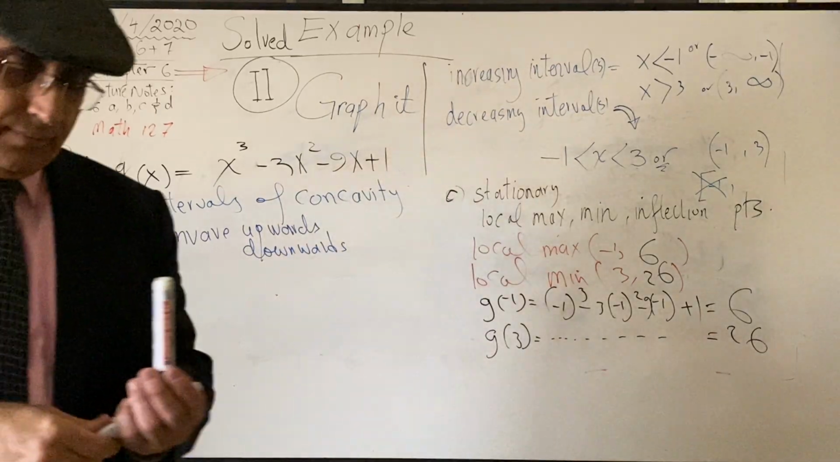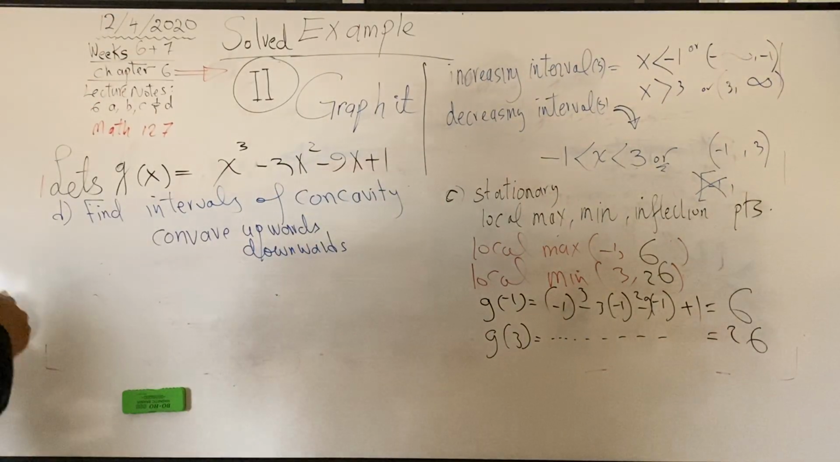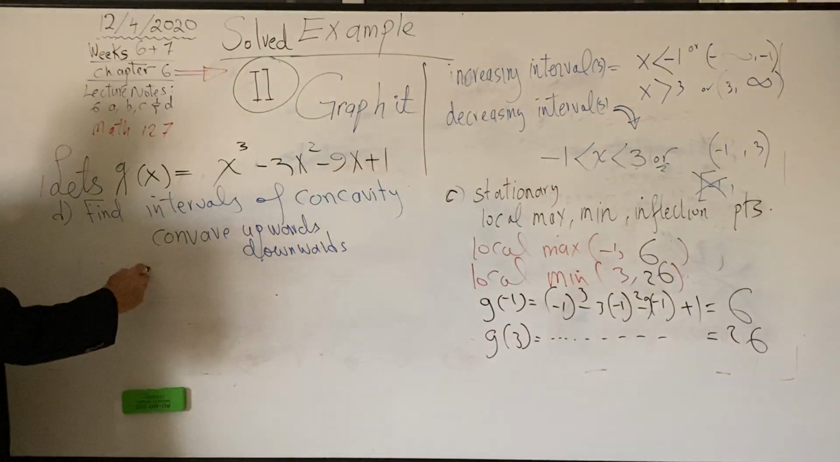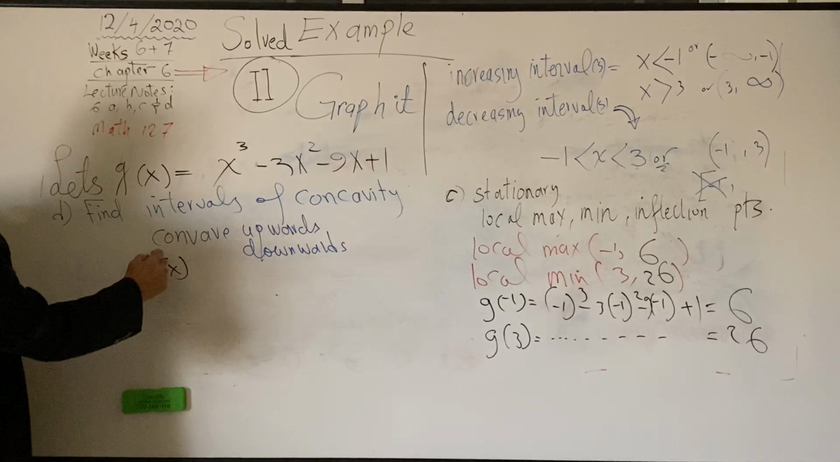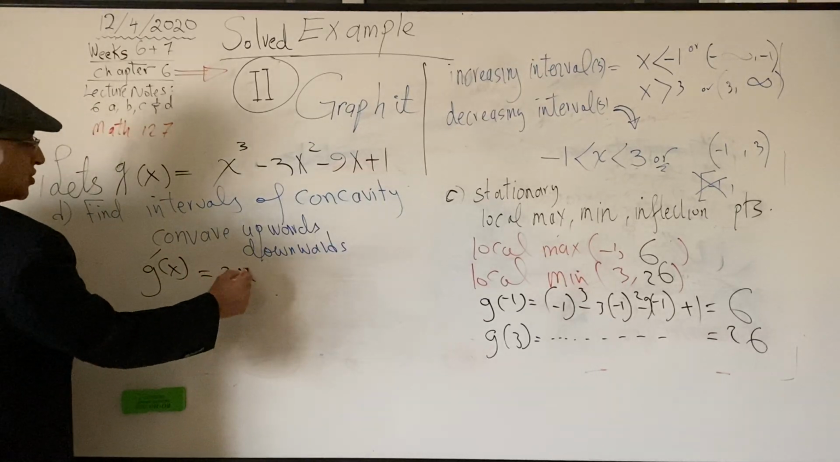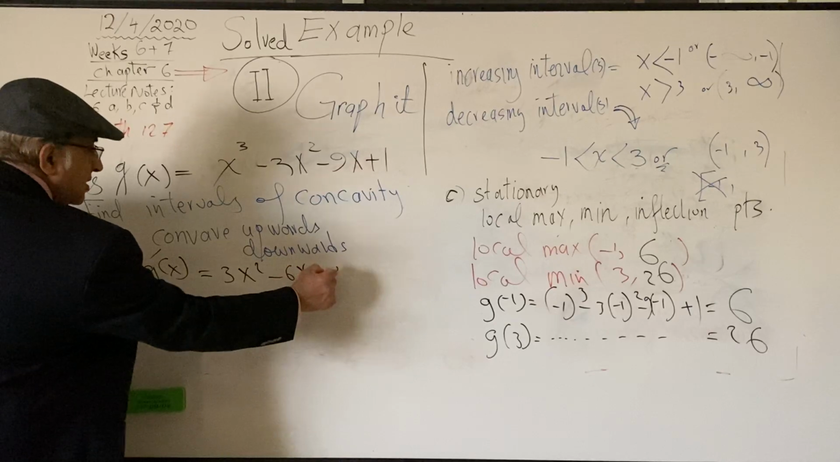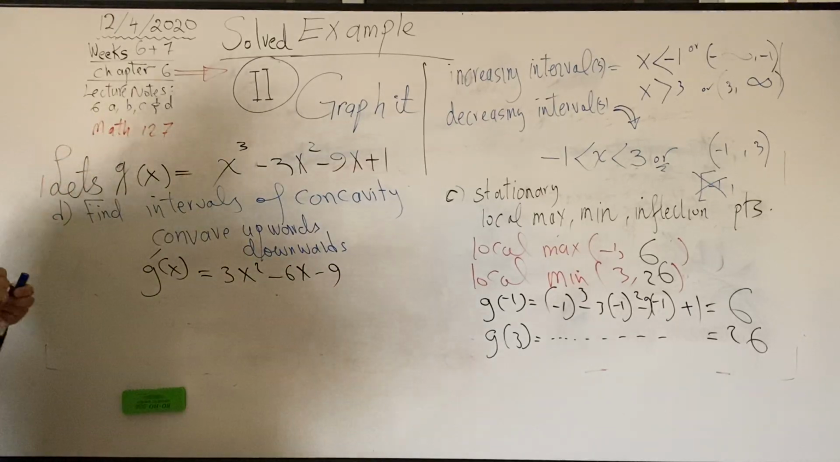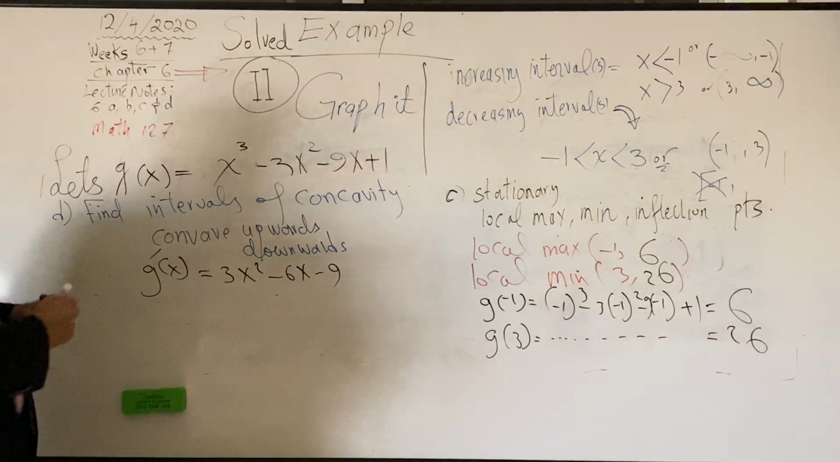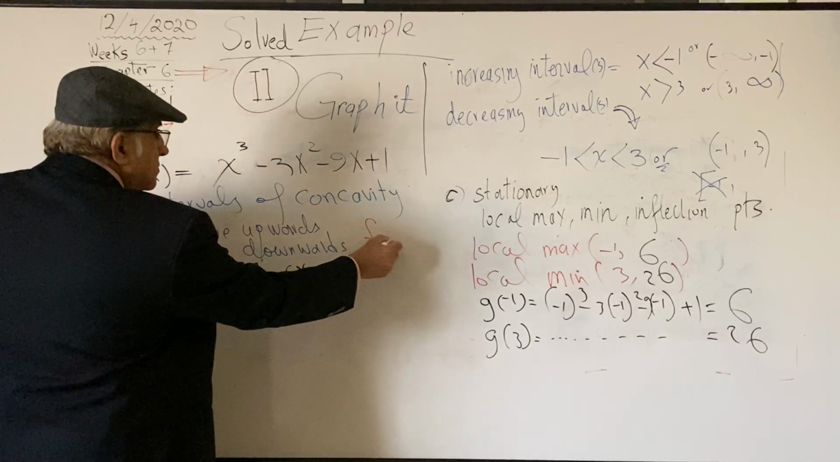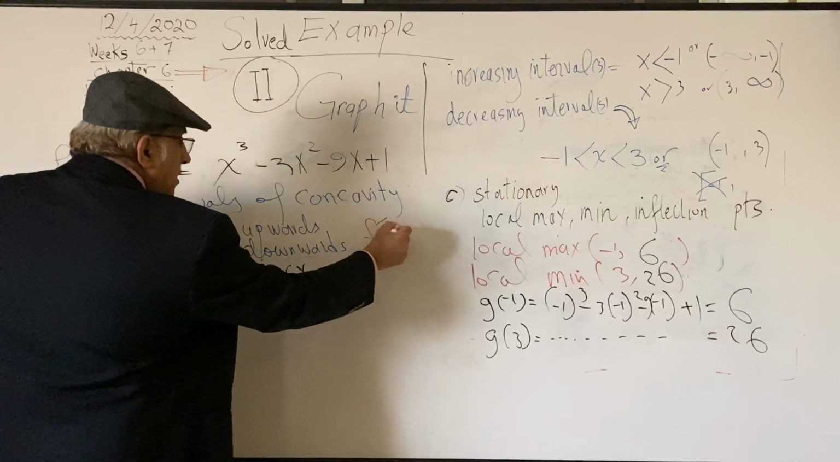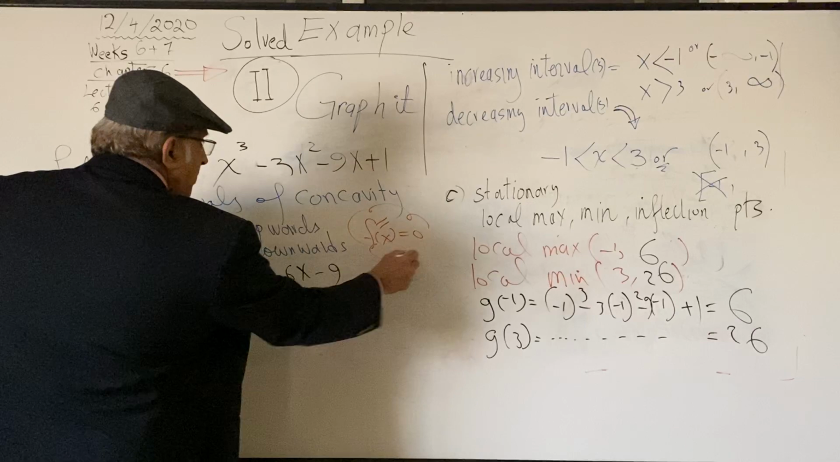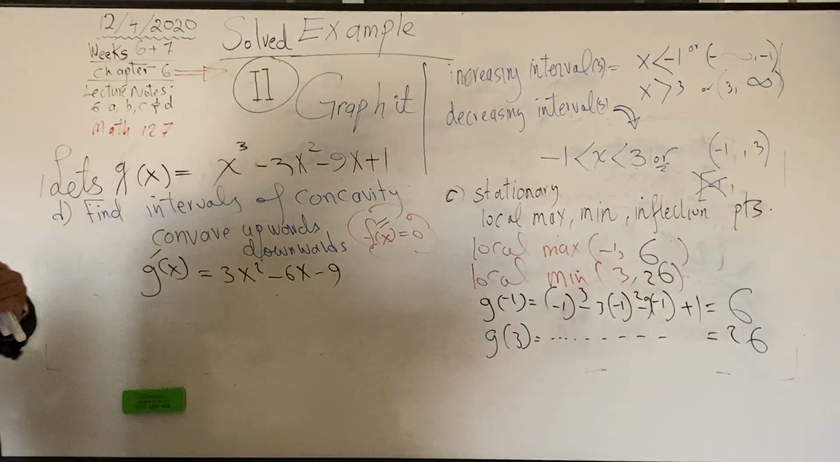How can I do that? You already got half of the answer. Remember when we did the first derivative? What was it? 3x squared minus 6x minus 9. And remember, in order to find the concavity, your second derivative has got to be equal to 0. This is your key. You forget the key, everything is not good.